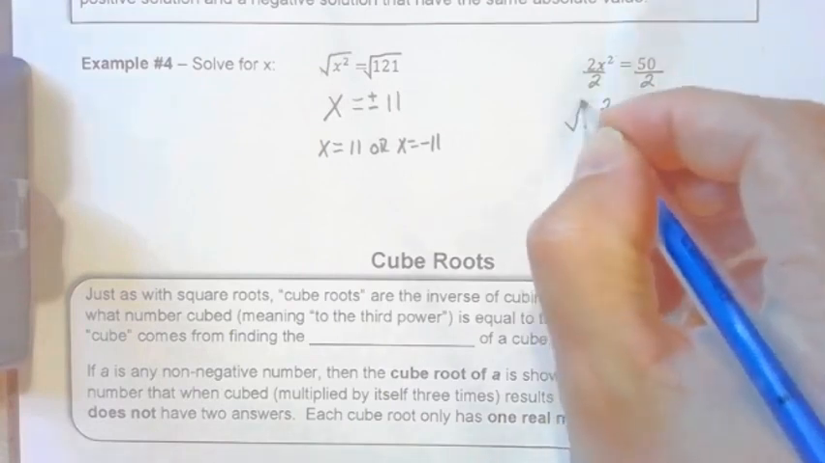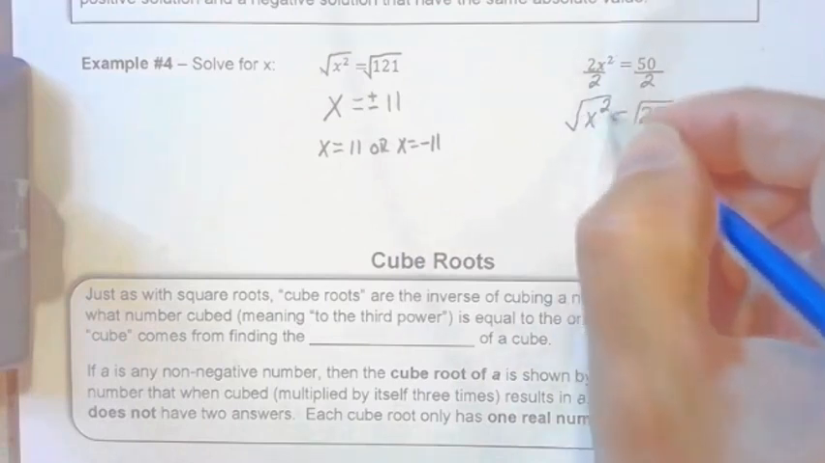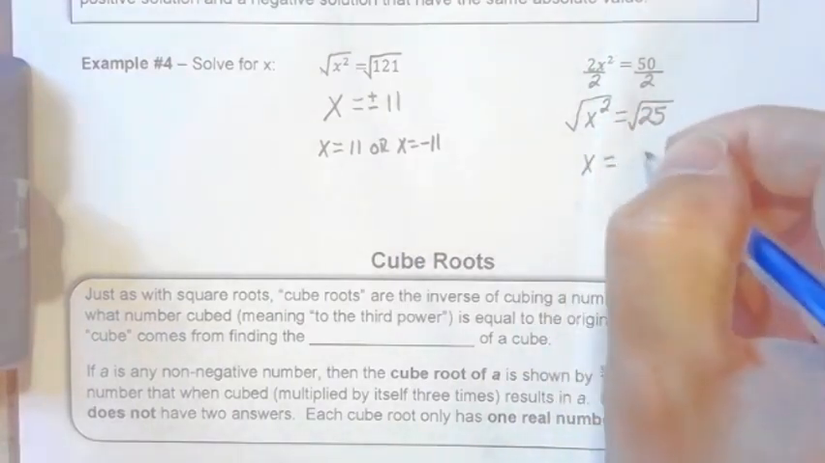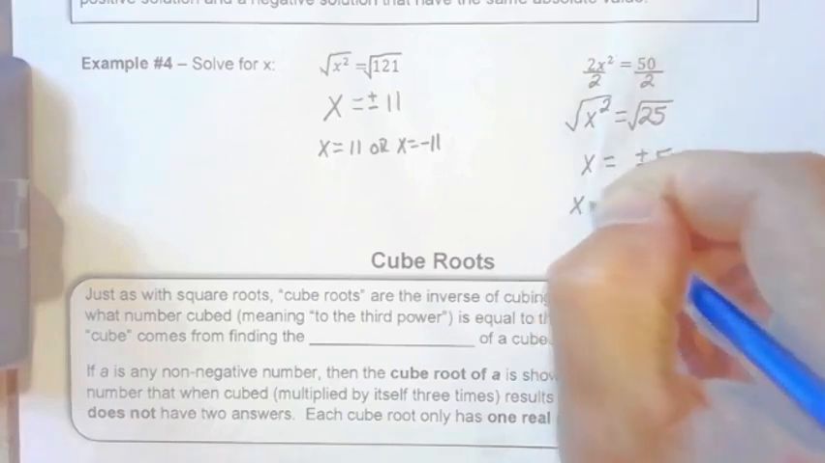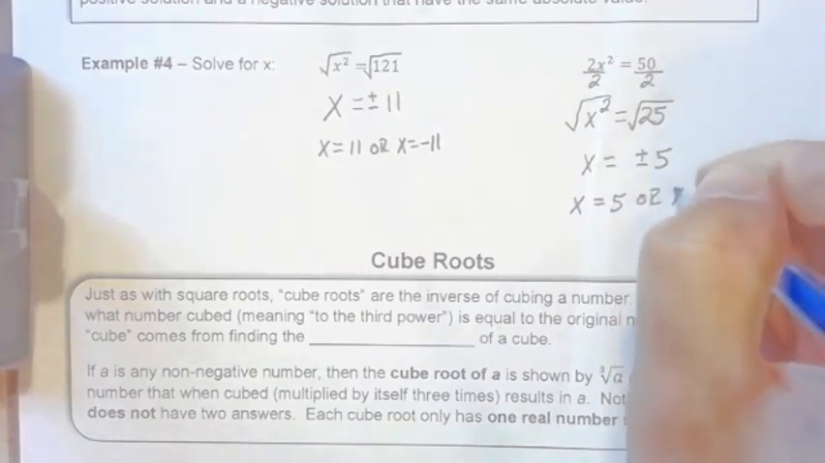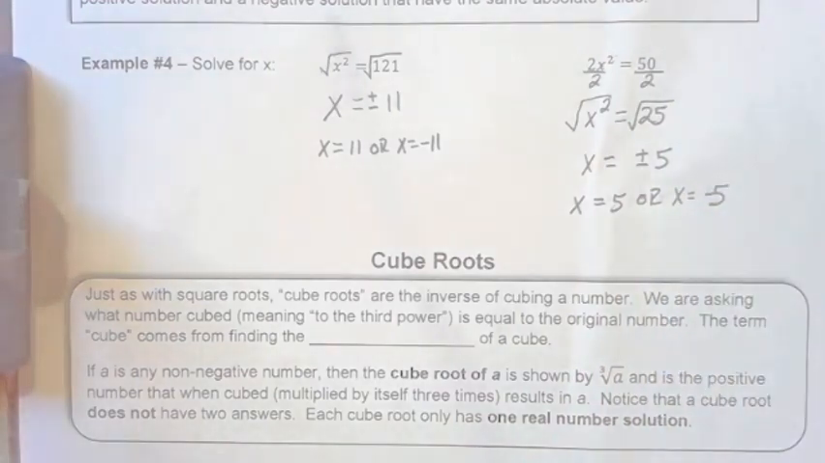If we now do the square root on each side, this will give us the value of x. The square root of x squared is x, and the square root of 25, again, is positive or negative 5. So x could equal 5 because 5 times 5 is 25, or x could be equal to negative 5 because negative 5 times negative 5 is also 25.